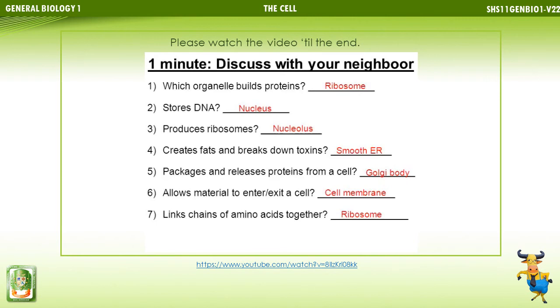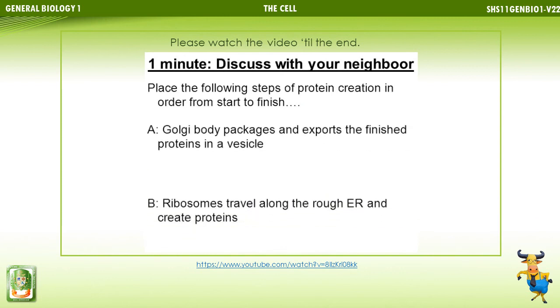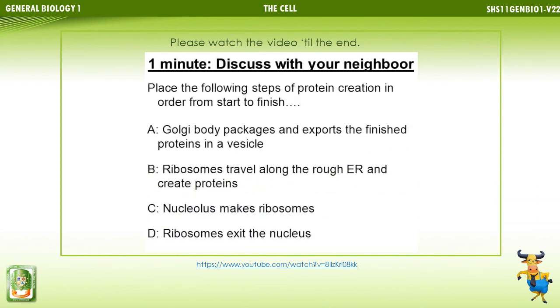Let's try this one. Same thing in class, I would have you work on this with the neighbor for a minute, but pause the video. Try to put these 4 steps in order. What comes first, second, third, fourth? I'm going to show the answer in 3, 2, 1. Okay.